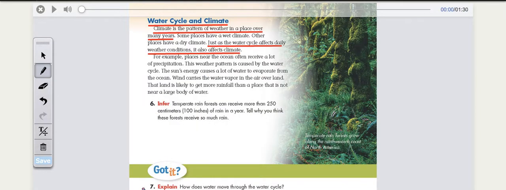Now finally, we're going to talk about the water cycle and climate. The difference between the weather and the climate is that the weather is considered on a daily basis, while climate is the pattern of weather in a place over many years, usually 30 years. Just as the water cycle affects the daily weather condition, it also affects the climate.